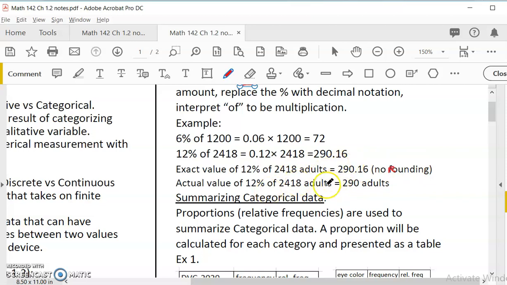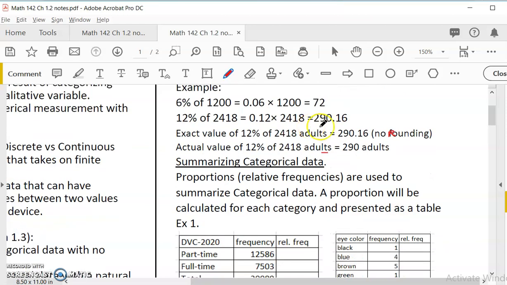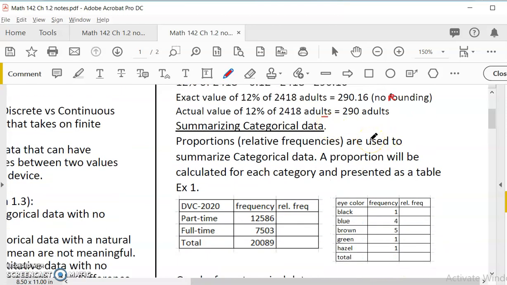But what is the actual value if this is adults? The exact value has to be a whole number. So you would round down because 1 is less than 5. Anything from 0 to 4, you round down on the tenths place. If the tenths place has 5 or more, then you round up to 291. So rounding. If you need to practice this, do the math review.